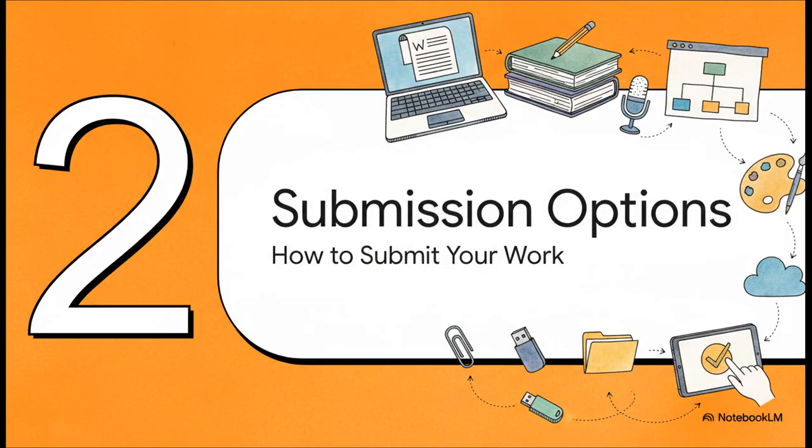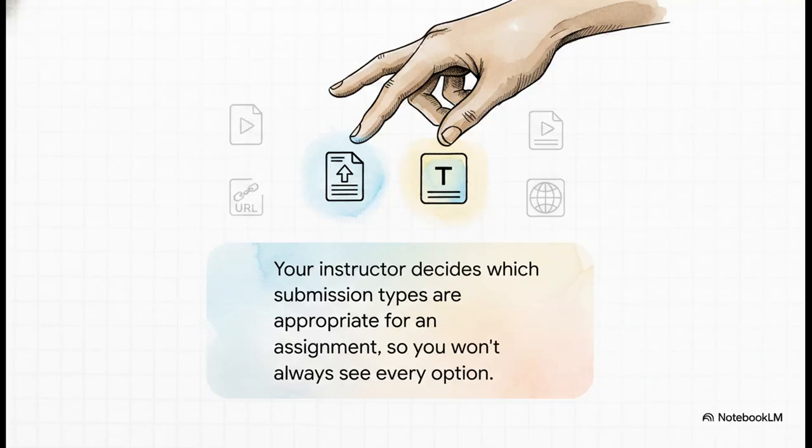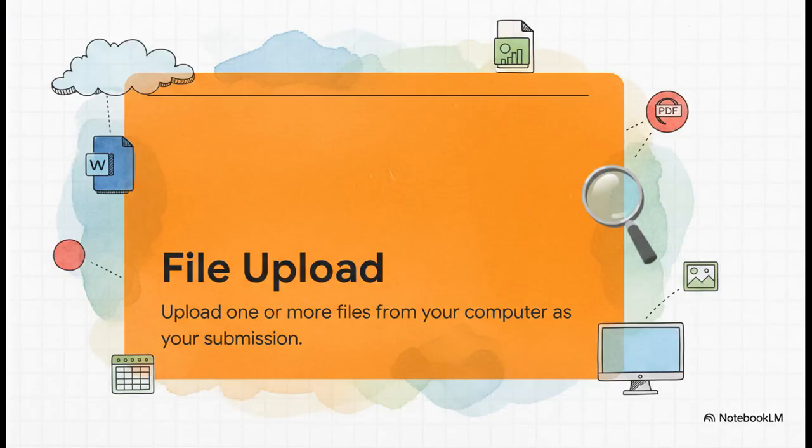Okay, so you've found the button, you've clicked it, and now you're in the submission area. This is where the magic happens. Let's explore the different ways your instructor might ask you to hand in your work. Now, here's a key thing to remember. You're not going to see every single one of these options for every assignment. Your instructor gets to pick and choose the best submission type for the task at hand, so you'll only see what they've made available. Let's start with the most common one you're going to see, the file upload.